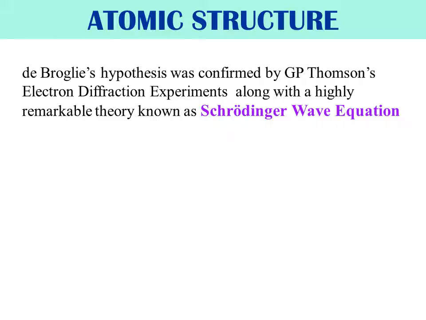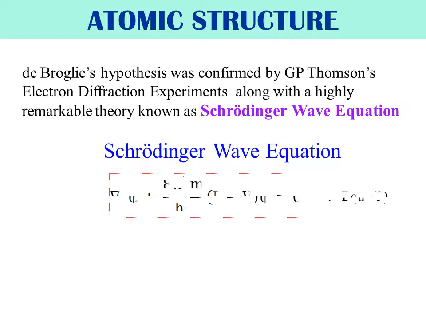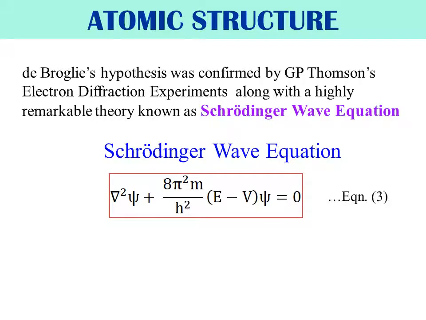Now, what is the wave equation? Schrodinger's wave equation is this. It is read this way. This is grad square, or you can also say del square. So del square psi, this trident-shaped symbol is psi, plus 8 pi square m by h square multiplied by (E minus V) psi equals 0.